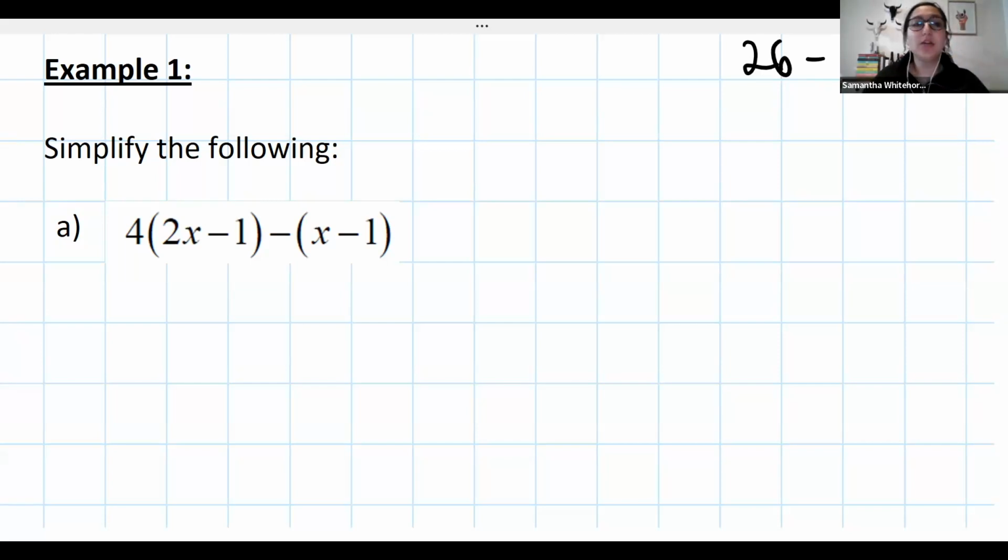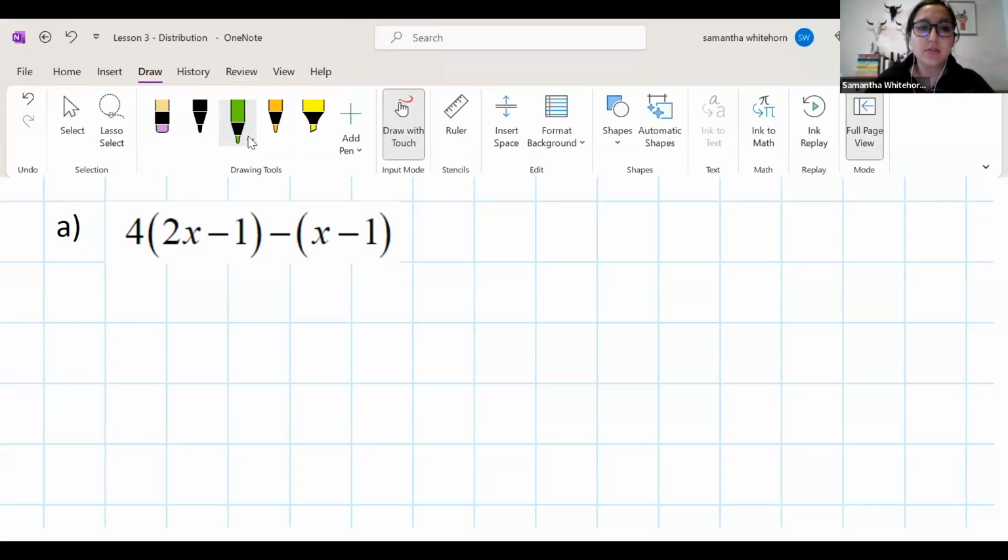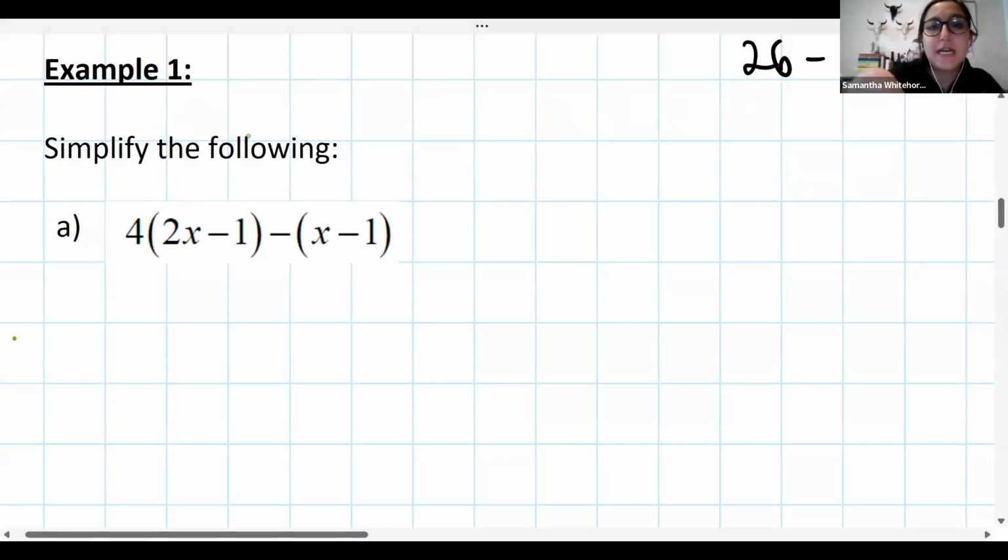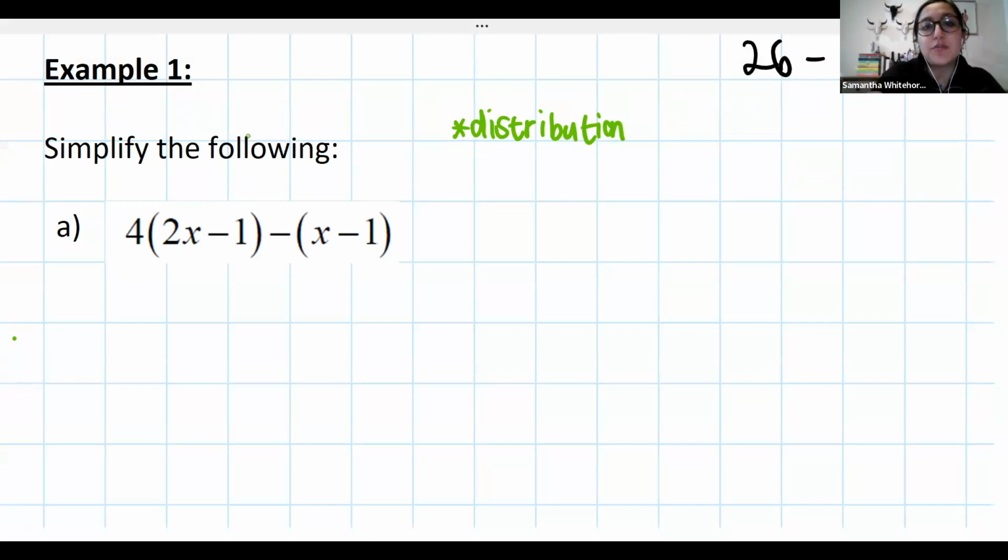All right, so what we're looking at today, grade 8, is the idea of distribution when simplifying algebraic expressions. Very importantly, distribution often involves brackets, and the operation that we're using is multiplication. So it's very important that we know that when we see these brackets and we need to perform an operation, that operation is multiplication.